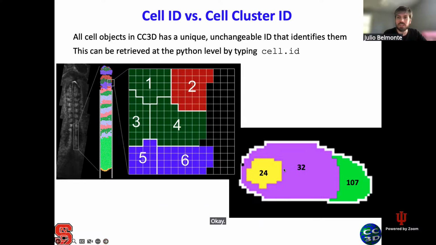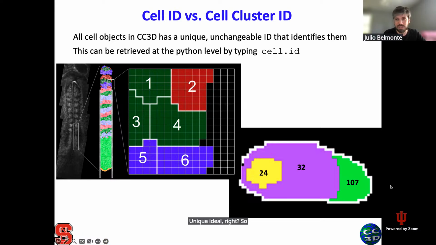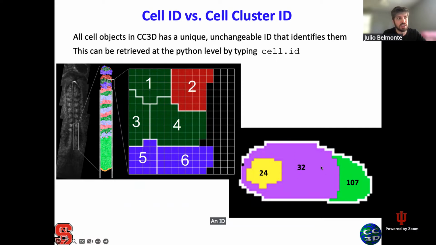When you're using your cell compartments, each compartment of the cell also has this unique ID, right? So for example, in this crawling cell, the lamellipodium has an ID 107, the cytoplasm has an ID 32, and the nucleus has an ID 24, okay?